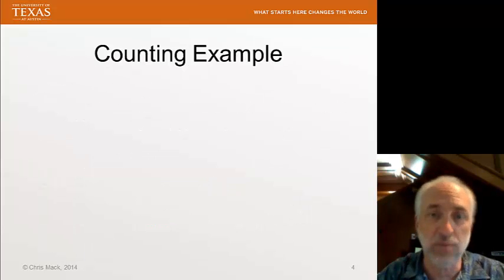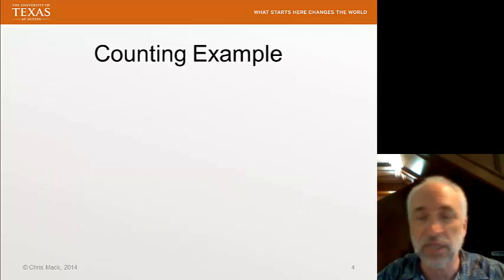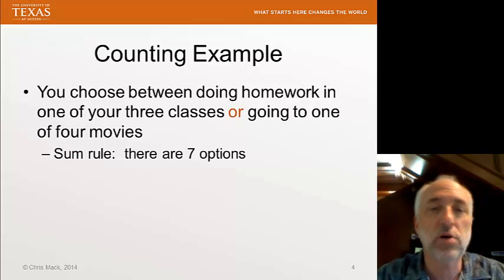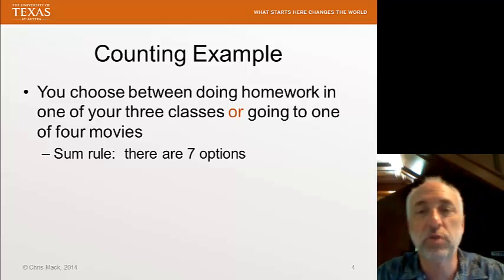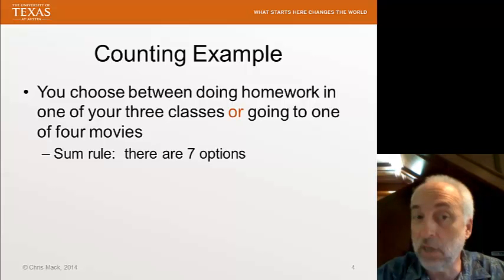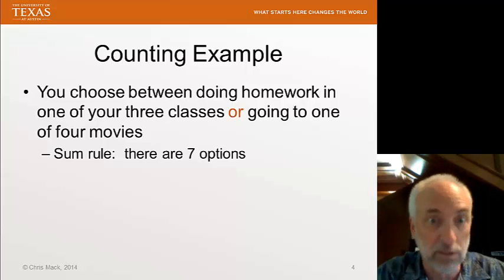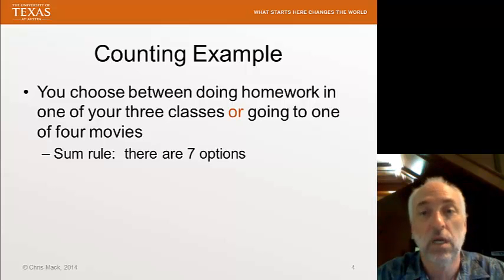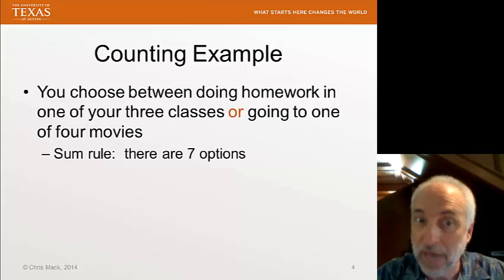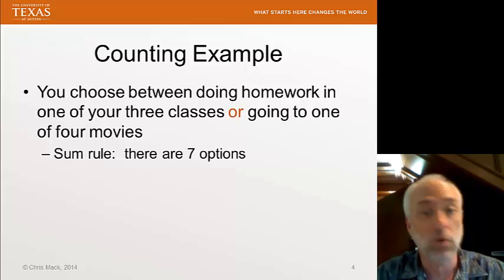I'll give you an example. We're going to go through a few examples here to make this a little clearer. Suppose you're going to choose between doing your homework tonight in one of your 3 classes or going to one of 4 movies that are at the local theater. If it's an or, then how many different options do I have? Well, I have a total of 7 options. I use the sum rule.